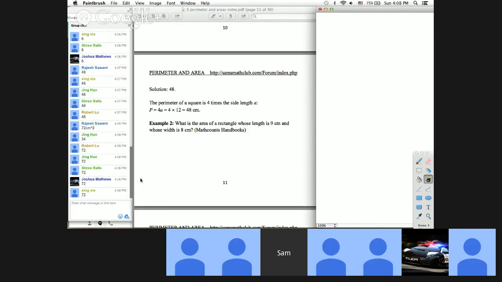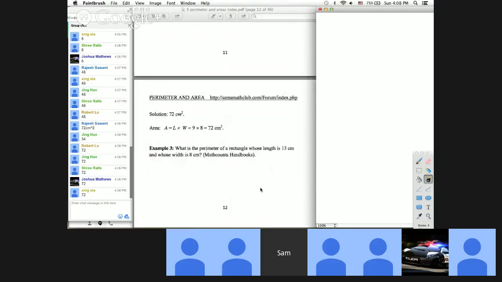Right, nice job. I think everybody got it in the end. The answer is 72. A rectangle's area is just length times width. 9 times 8 equals 72. Okay, let's try this example. What is the perimeter of a rectangle whose length is 13 and width 8?